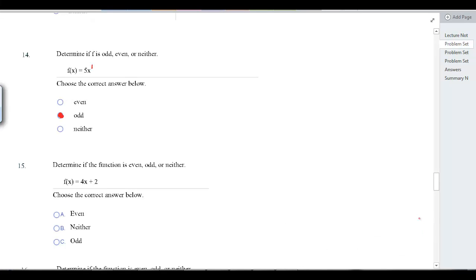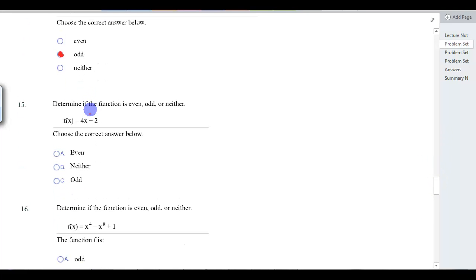All right, on number 15, 4x plus 2. At first glance, you have that 1 there. Let's think about what this graph looks like. 4x plus 2, so that means our y-intercept is at 2. And then we're up 1, 2, 3, 4, and over 1. And up 4 and over 1. So our line goes through there. It is not symmetrical around the y-axis. It's not symmetrical about the origin. It is neither.